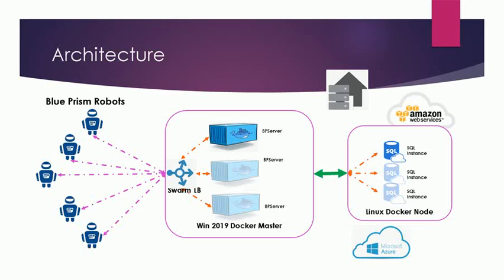As we'll be starting the Blue Prism server as a service inside Docker, we'll not be using any external load balancing. Rather, we'll be using the Swarm load balancer to load balance the traffic between the Blue Prism client and the servers. So let us see the servers in action and proceed with the demo.